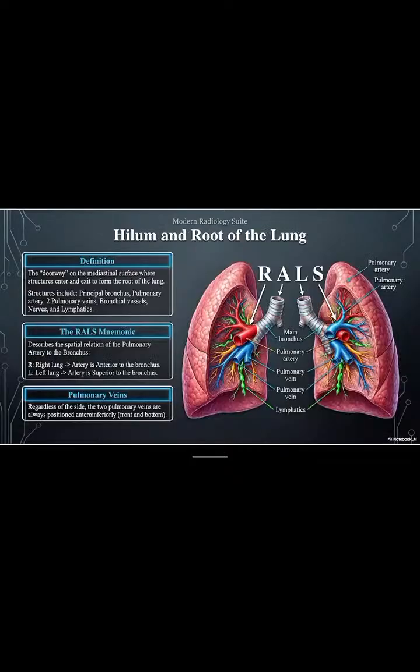So let's talk about the hilum and the roots of the lungs. When you hear the word hilum, what comes to your mind? The hilum is where lympho-neurovascular structures enter and exit the lungs. It is just like a doorway in the mediastinal surface. The mediastinal surface is the surface of the lung facing the heart, so that surface has a hilum.